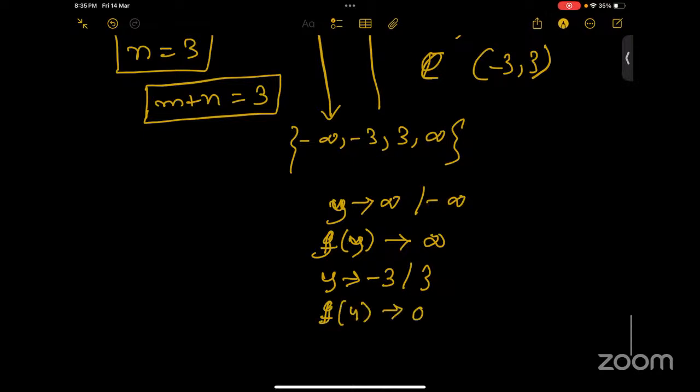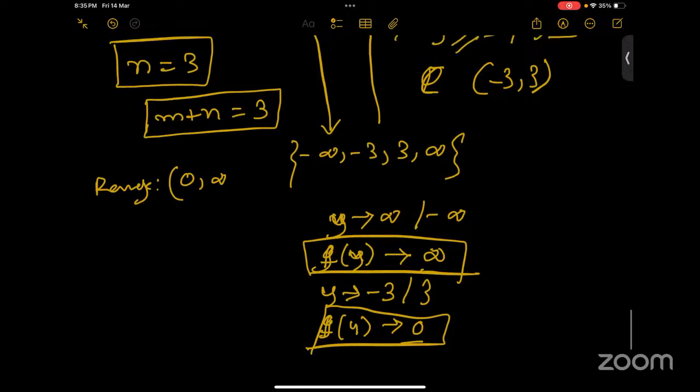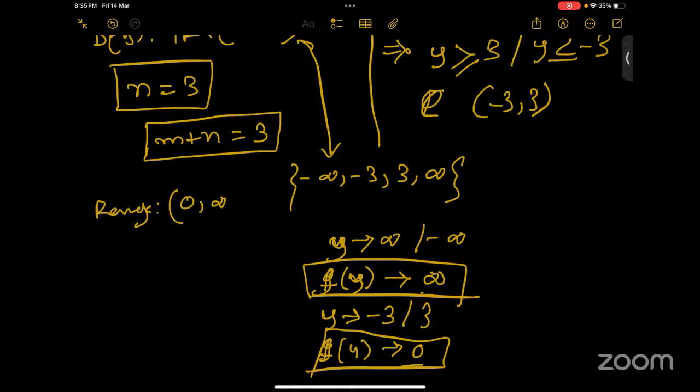So what will be the range? Range is 0 to infinity. Correct, 0 to infinity. So will we exclude or not? Yeah, it has to be excluded because minus 3 and 3 it will never reach. So we will include 0 and we will exclude infinity. This is the range, right?